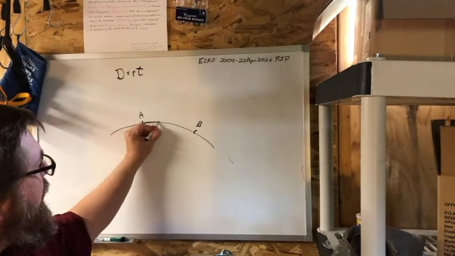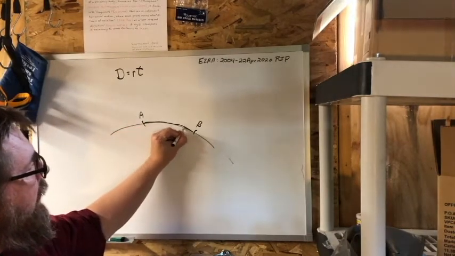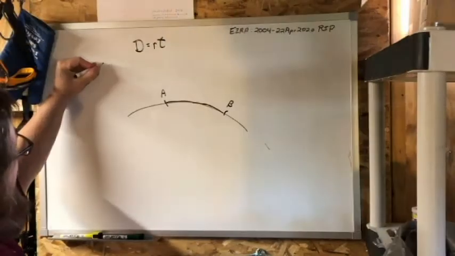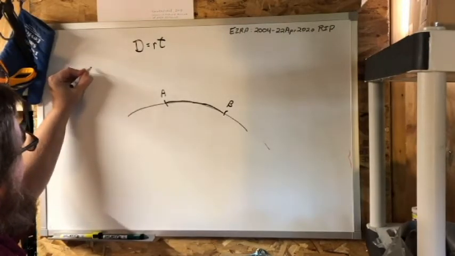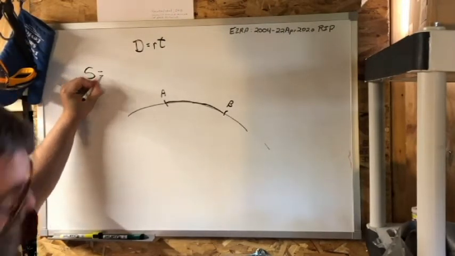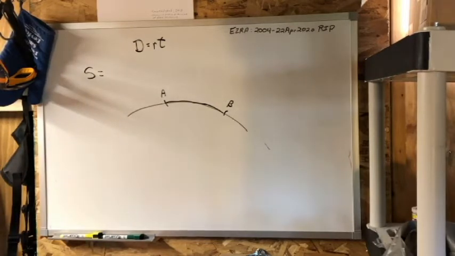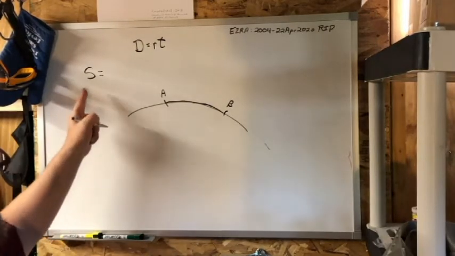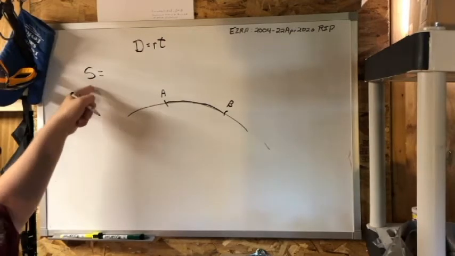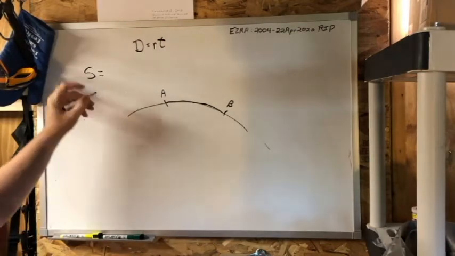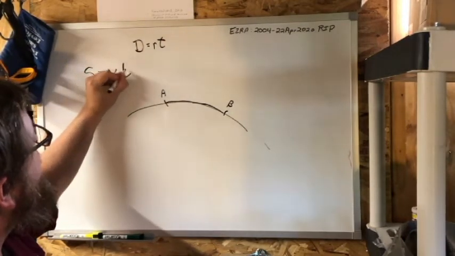But this distance here along the surface of our sphere is our arc length. S will equal our arc length. I do have to look down on occasion to see what I'm doing. So that's always going to equal our arc length. It does not equal speed. Arc length is our velocity times our time.